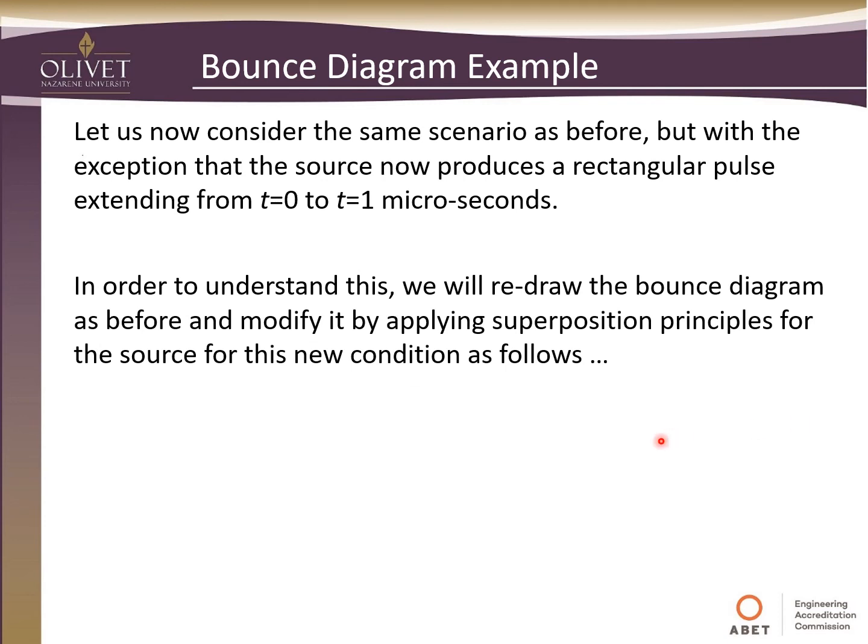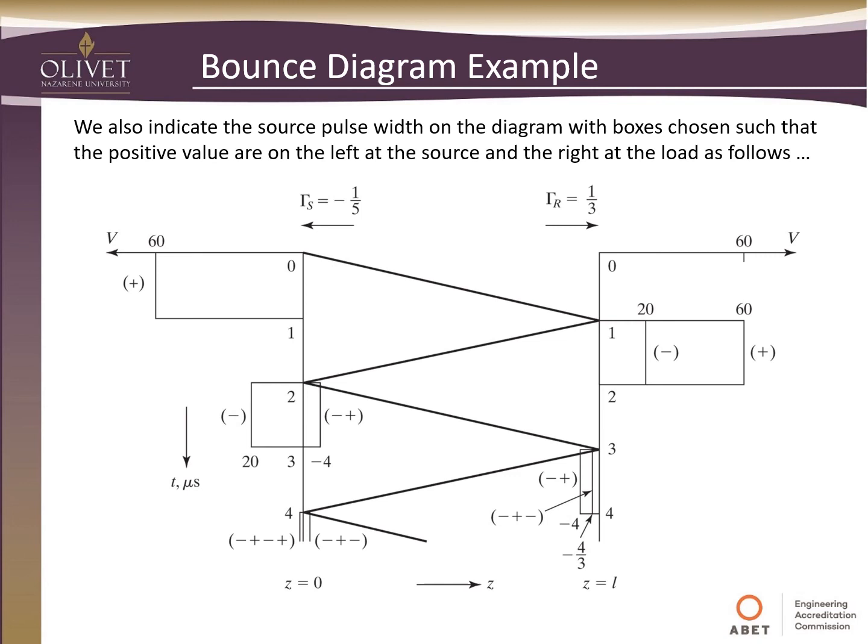So one last example. Let's consider the same scenario as before, but with the exception that the source now produces a pulse that extends from 0 to 1 microseconds. To understand this, we need to redraw the bounce diagram as before and modify it by applying superposition principles. So here's what this looks like.